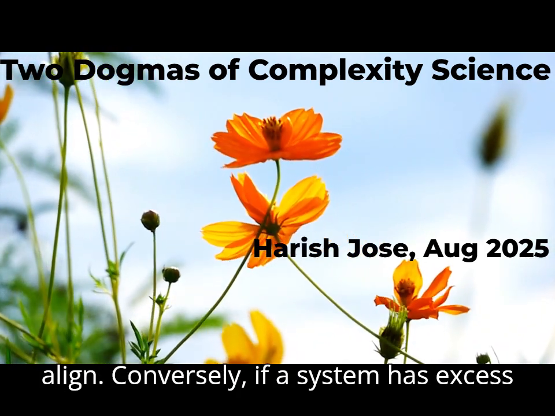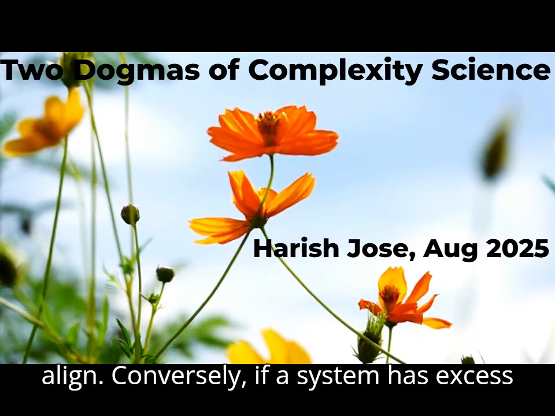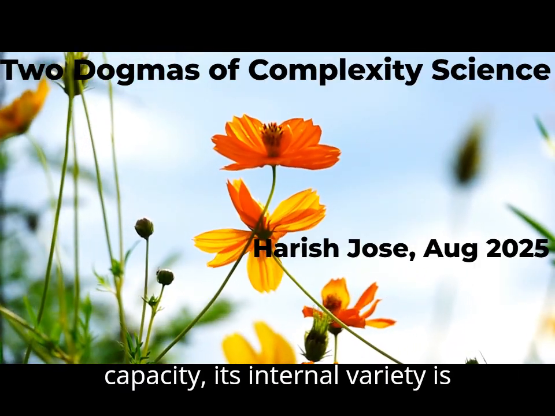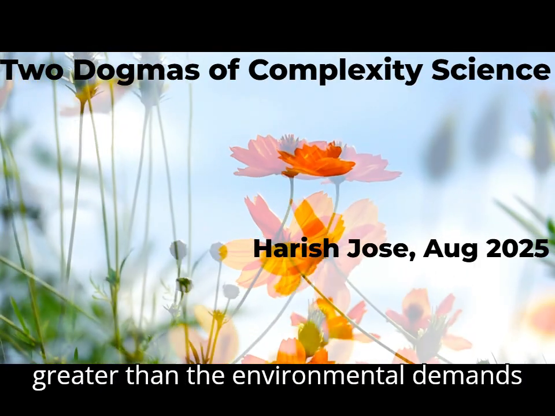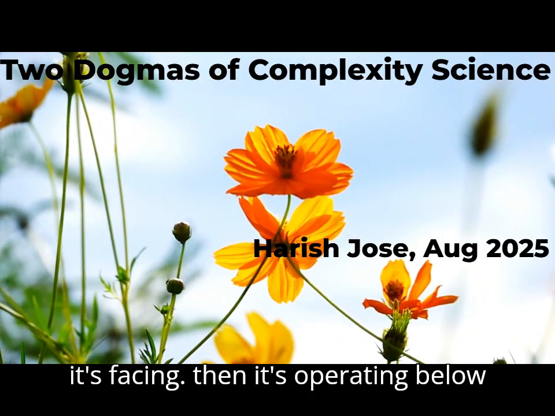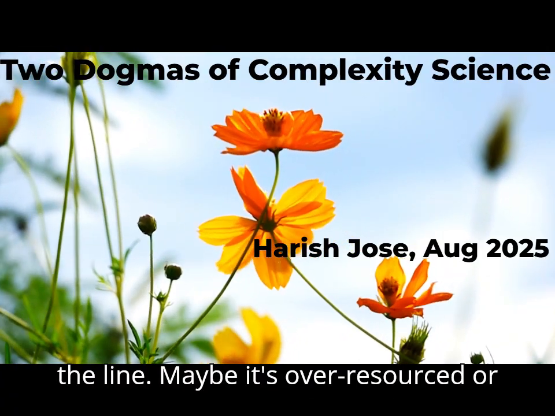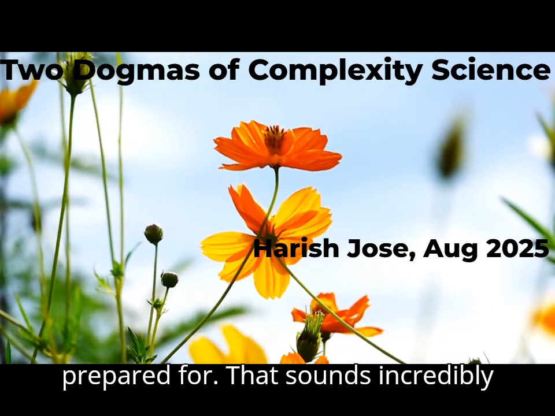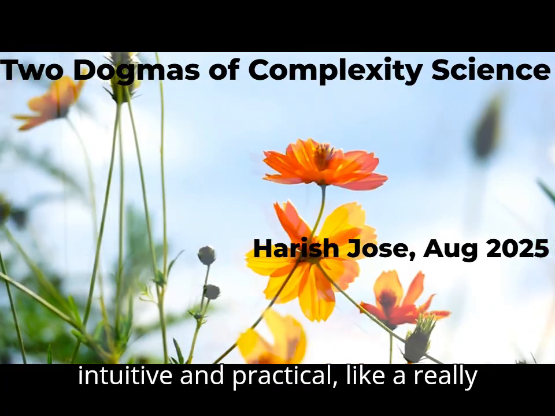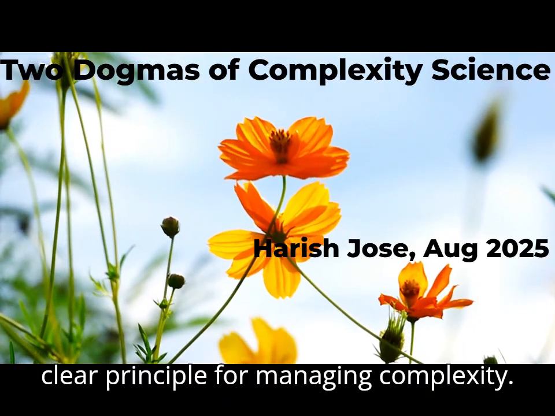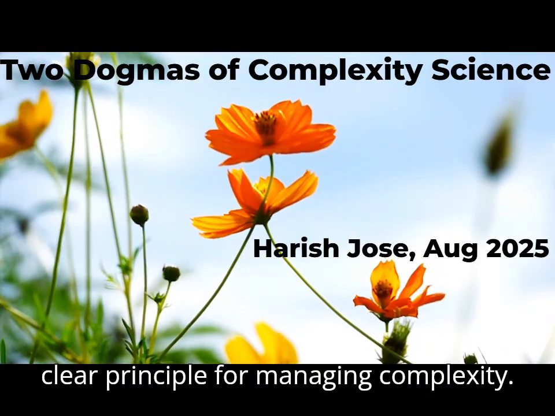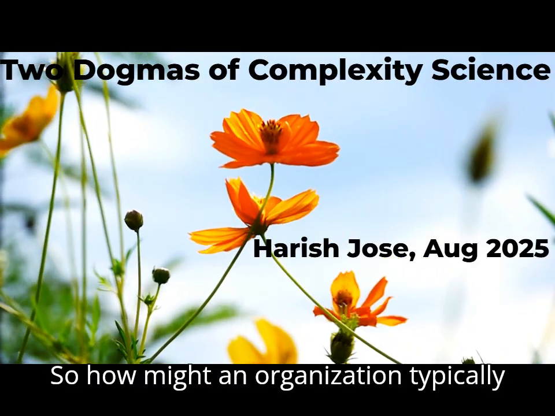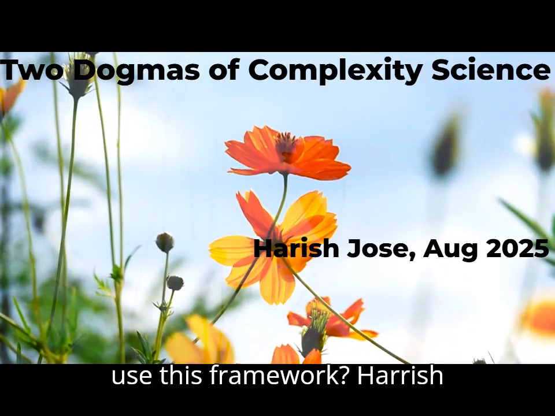And conversely, if a system has excess capacity, its internal variety is greater than the environmental demands it's facing, then it's operating below the line. Maybe it's over-resourced, or the environment is simpler than it's prepared for. That sounds incredibly intuitive and practical, like a really clear principle for managing complexity. So how might an organization typically use this framework?